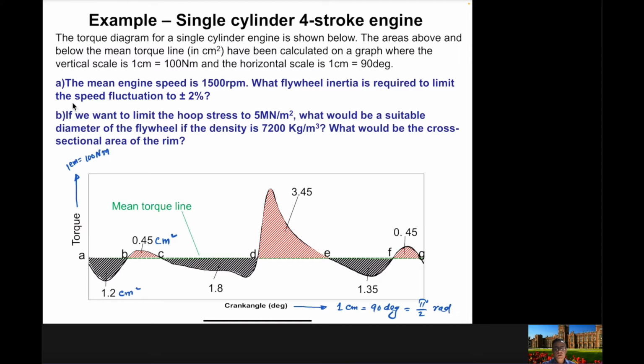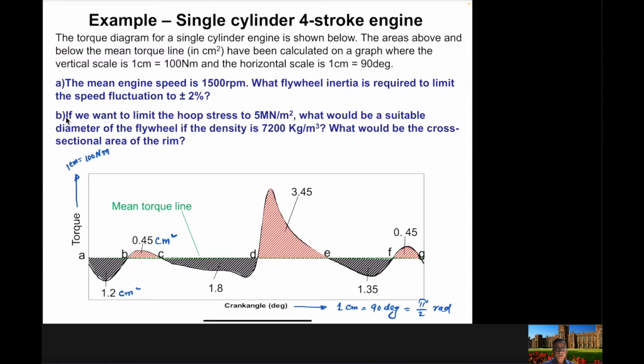So what you need to calculate, in part A, the mean engine speed is 1500 rpm. So you are provided with the mean engine speed, which is omega. What flywheel inertia is required to limit the speed fluctuation to plus minus 2%? So you need to find out the inertia of the flywheel, which should limit the speed fluctuation to plus minus 2% here.